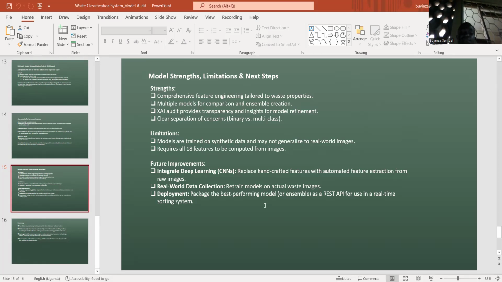Then for the future improvements: integrate deep learning, that is CNNs, to replace handcrafted features with automatic feature extraction from raw images. That is one improvement. Then real-world data collection, that is retrain models on actual waste images. Then deployment, which is to package the best performing model.